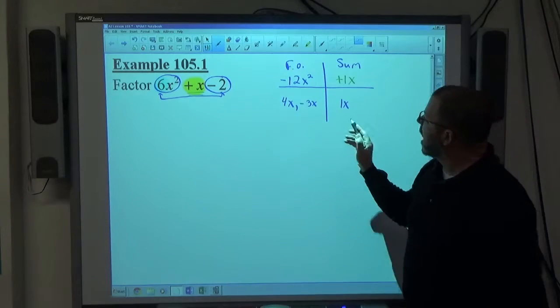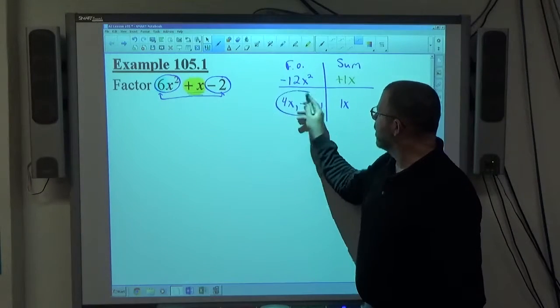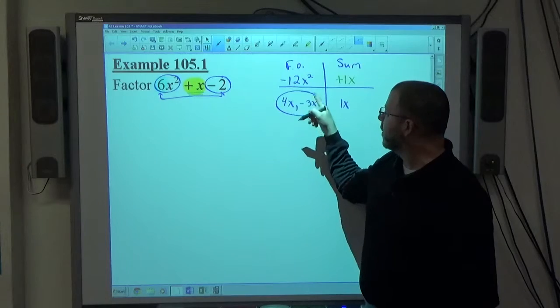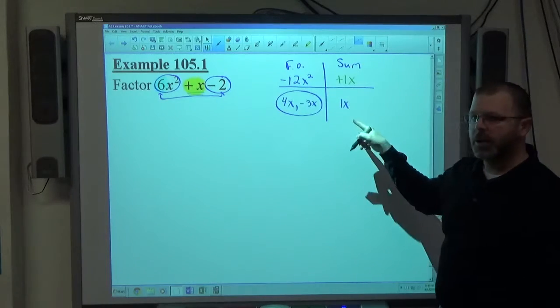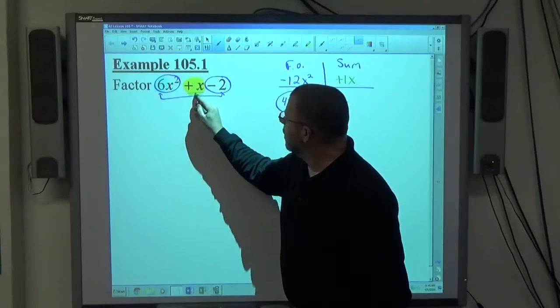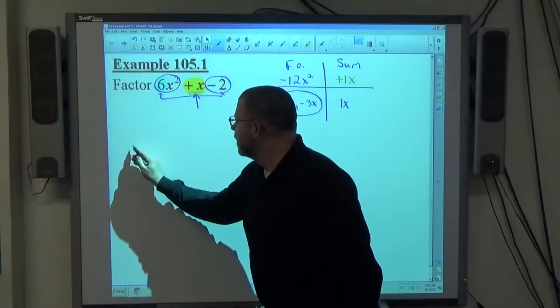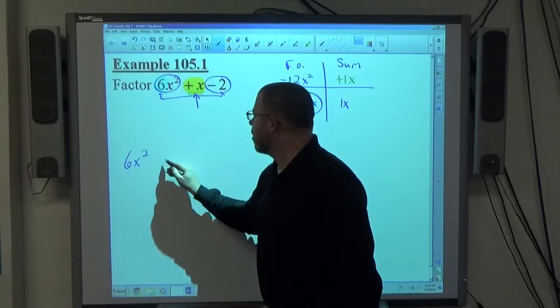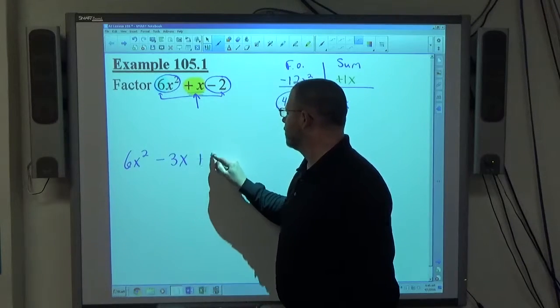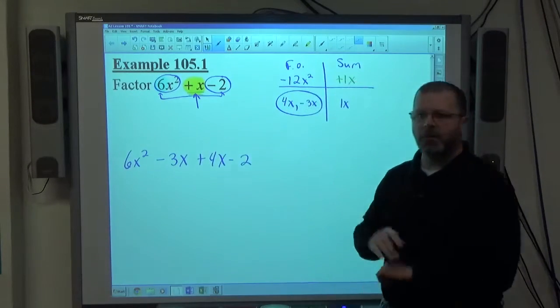Alright, once you've established what the correct pair is, this pair of numbers is the magical pair that multiplies to make the correct product and adds to make the correct sum. That's what we're going to change this object into. So I'm going to make it like this. I've got 6x squared. I'm going to go -3x plus 4x minus 2. I'm going to go that route.